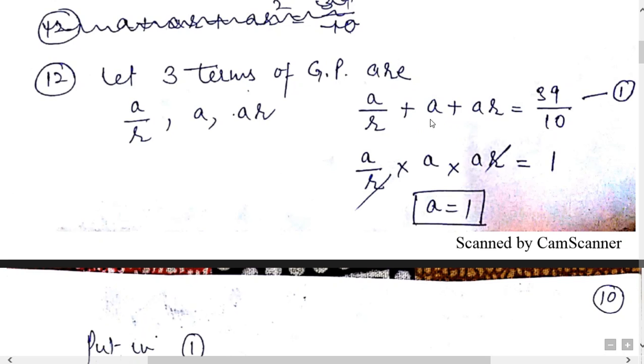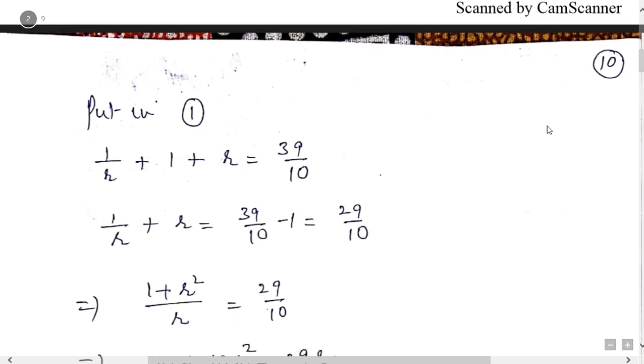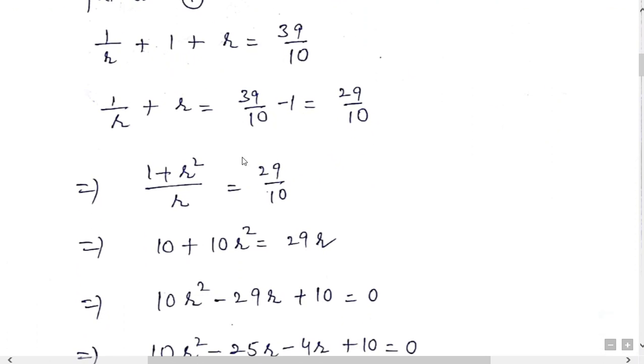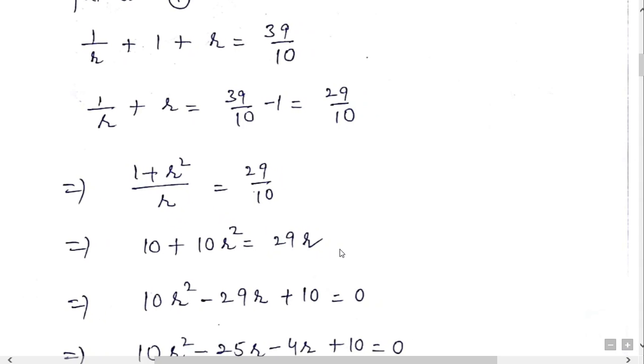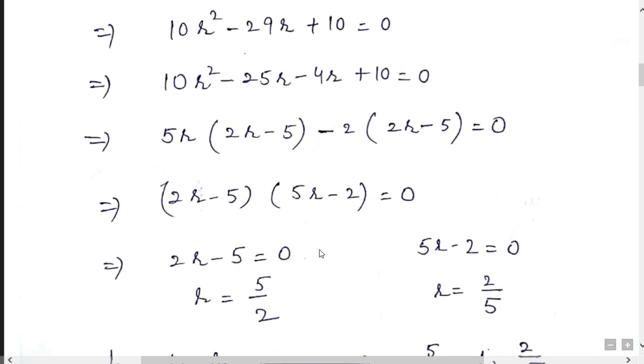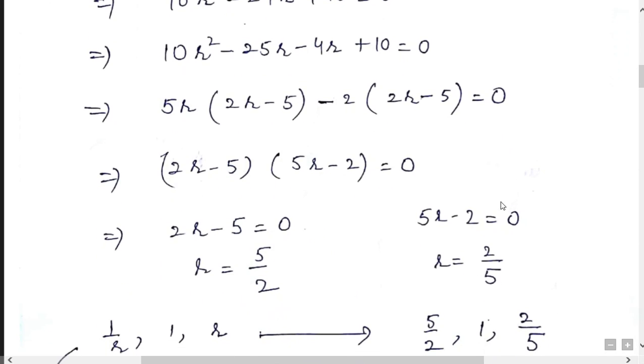It means we can write 1 over r, 1 and r is equal to 39 over 10, and you can find out the value of r. 1 is subtracted, it's 29 over 10. Then take LCM and cross multiply. 10 plus 10r square, it's 29r. And what next? It's a quadratic equation. Then factorize. 25 into 400, 10 into 1000. Then you can find out two values. One is 5 over 2 and second is 2 over 5.